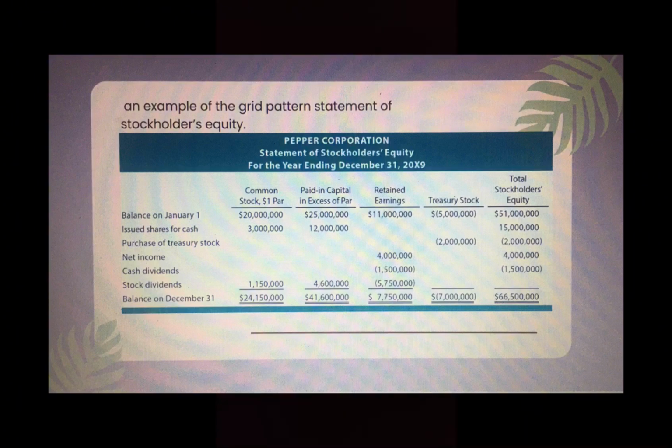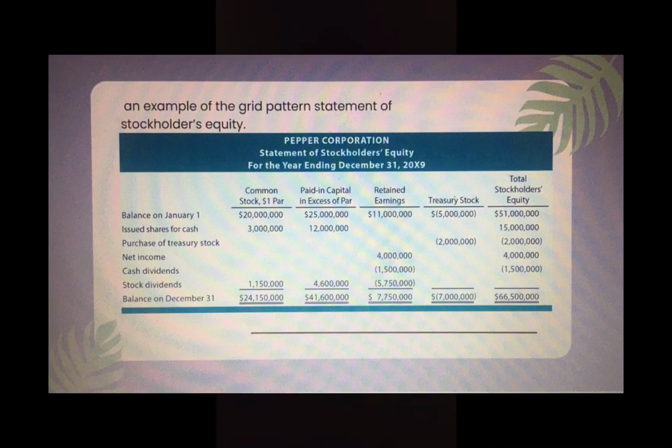For retained earnings, in the beginning we have 11 million and at the end of the period it lowers down to 7,750,000. The reason why it decreases is because of 11 million retained earnings plus net income of 4 million minus the cash dividends of 1,500,000. Subtract again the stock dividends for 5,750,000. That makes it decrease to 7,750,000 at the end of the period.